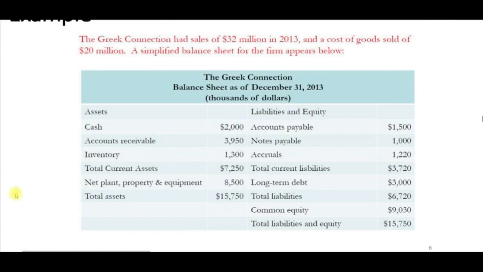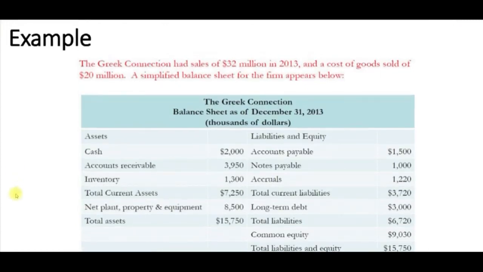Okay, so the example says that the Greek Connection had sales of 32 million in 2013 and cost of goods sold of 20 million. CGS is given, sale is given, so we will use this sale as well as this CGS in the formulas. A simplified balance sheet for the firm appears below. So we are given assets, liabilities and equities.